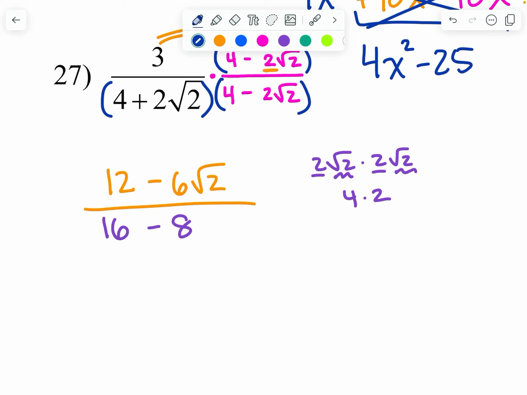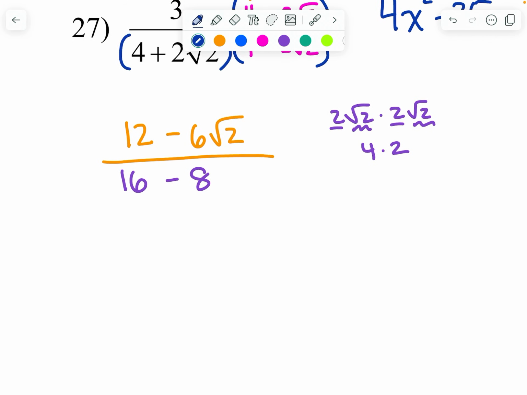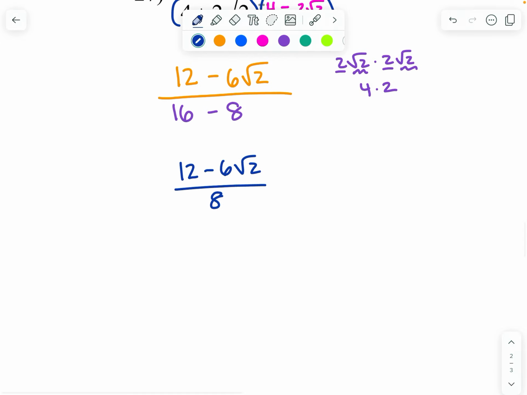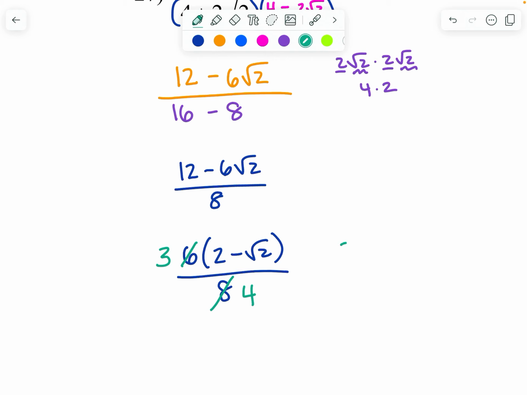I'm not done because we have to, of course, do our subtraction. I have 12 minus 6 root 2 over 8. It looks like we're done, but we have one last step because now this is a factor cancel. On the top, I'm going to factor out a GCF of 6. I'm left with 2 minus root 2. On the bottom, I have an 8. I can cancel. 2 goes into 6 3 times. 2 goes into 8 4 times. And I'm left with my final answer, which is this.